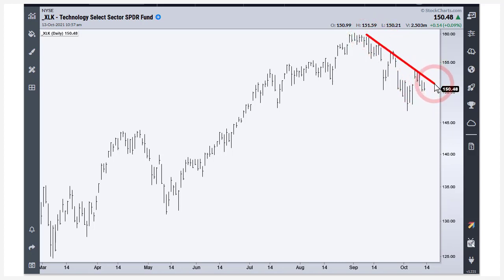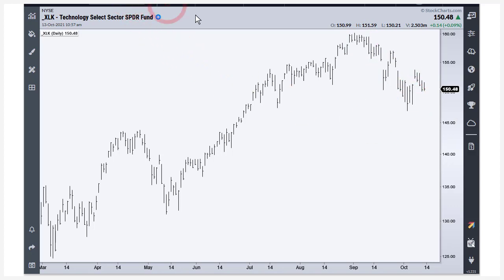So what we need to see is some follow through and a breakout here to reverse this decline and signal an end to this correction. And I suggest it's a correction because, hey, we had a 52-week high a little over a month ago. So this is still a pullback within that bigger uptrend.